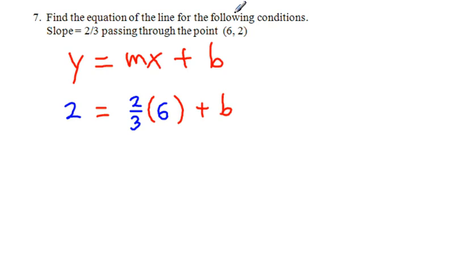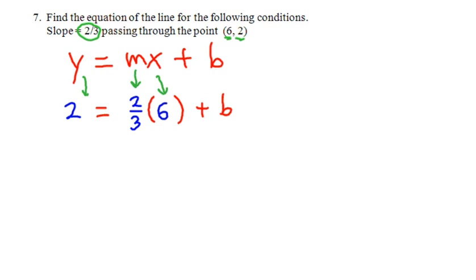I put in 6 for the x-coordinate, this guy right here. 2 is the y-coordinate, so I put 2 for y right there. And we're also given the slope was 2/3, and so I put the m value of 2/3. From here, continue the problem and solve this for b on your own. Press pause and do that.